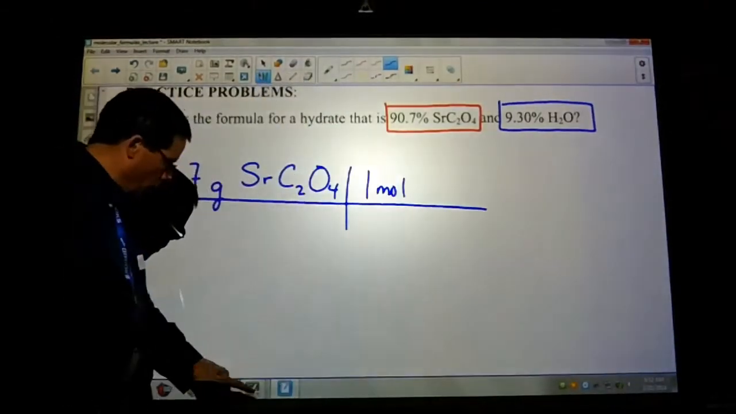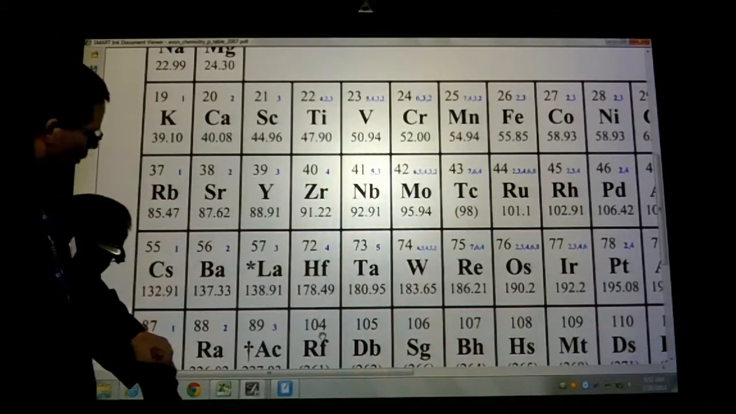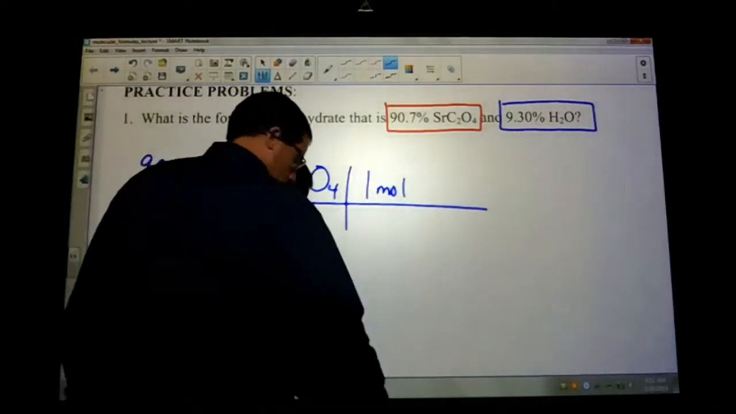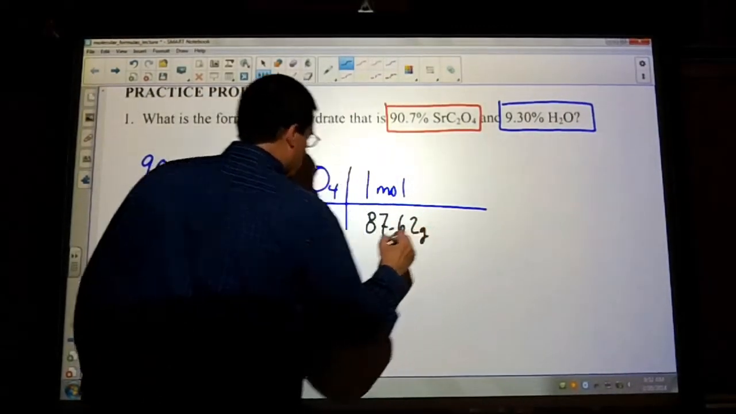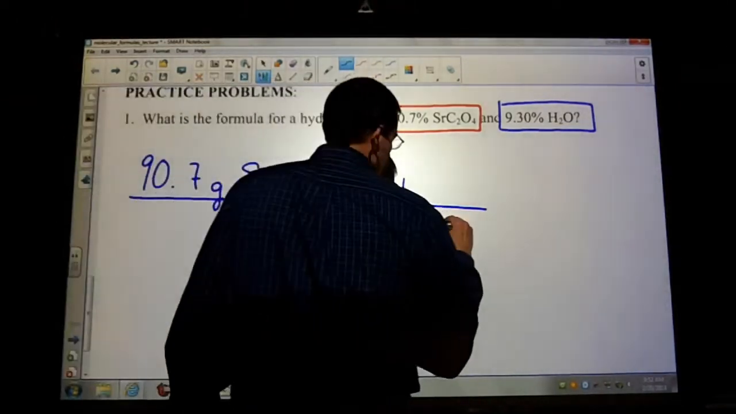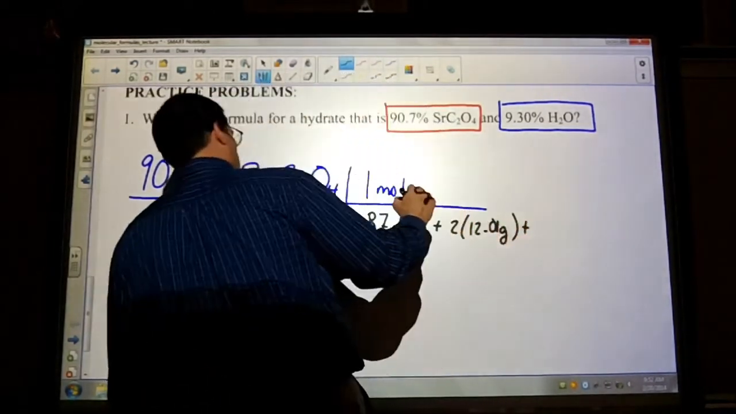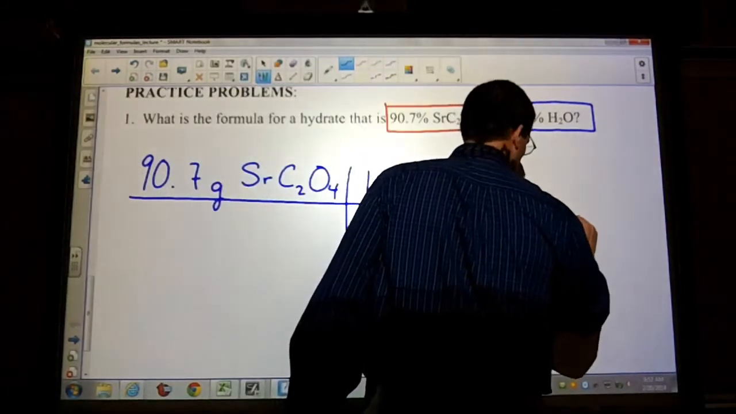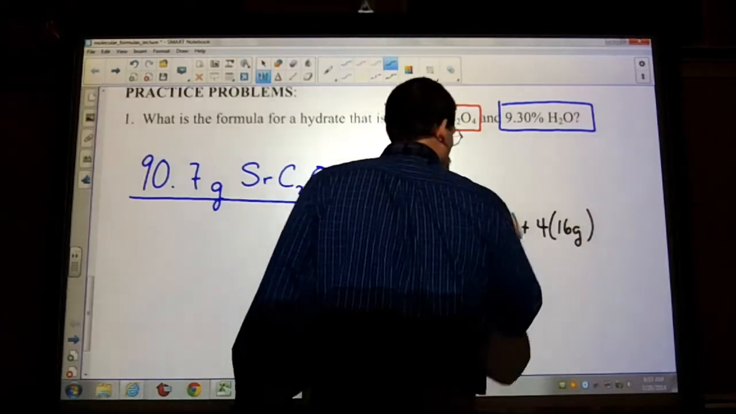Now, strontium is not one of the elements we use very often. Strontium, there you are, 87.62. And there's 2 carbons. And there's 4 oxygen. And we'll find out how many moles that is.